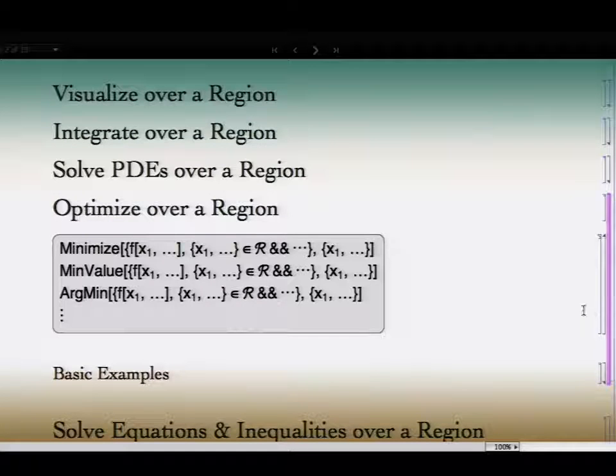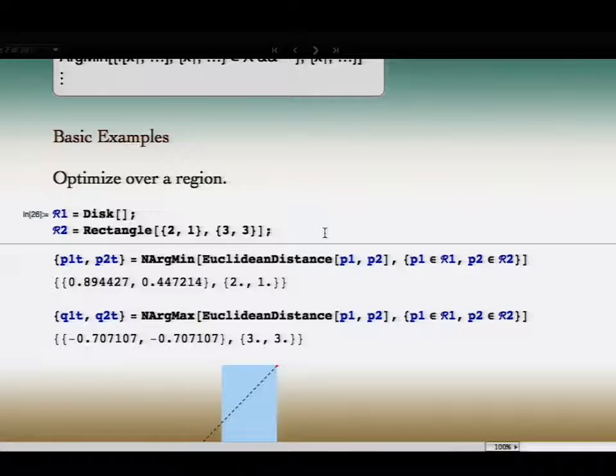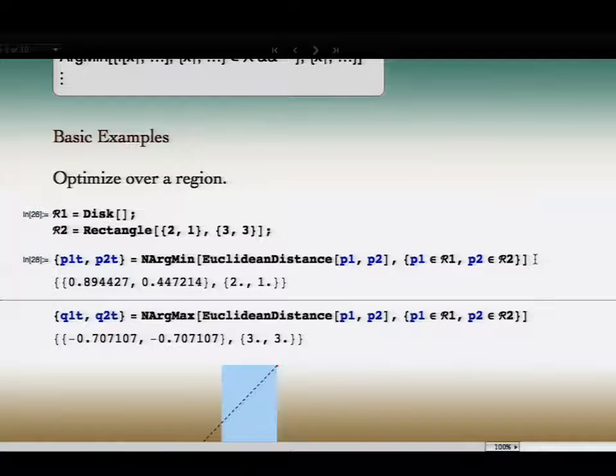We can optimize over a region. So once you learn this idiom of saying x, y, z in region, you can see that it's going to be working across the system in a variety of ways. So let's say I have a region that's a disk, another one that's a rectangle. I can find what is the minimum distance between points where P1 is in the disk and P2 is in the rectangle. Okay, and I get the minimizing argument for that, which is the 2 points.